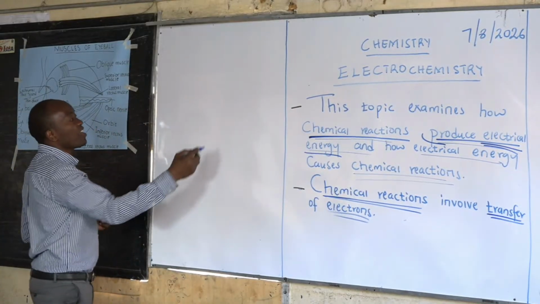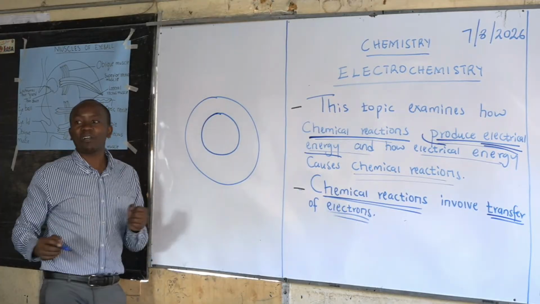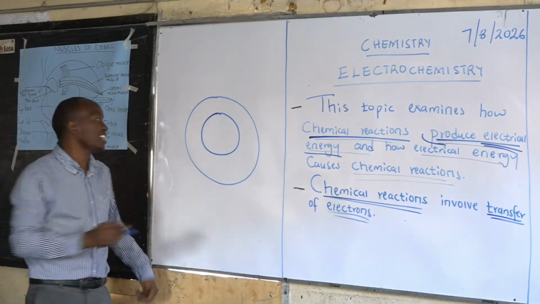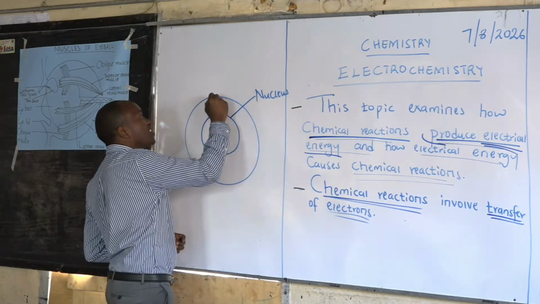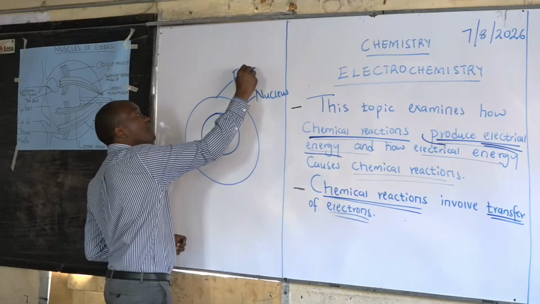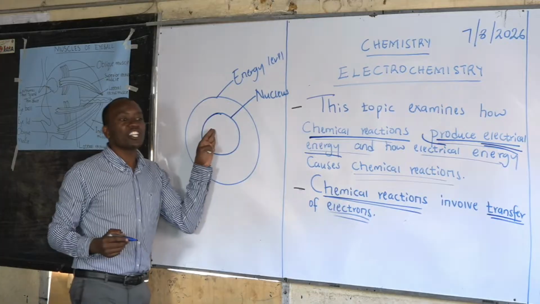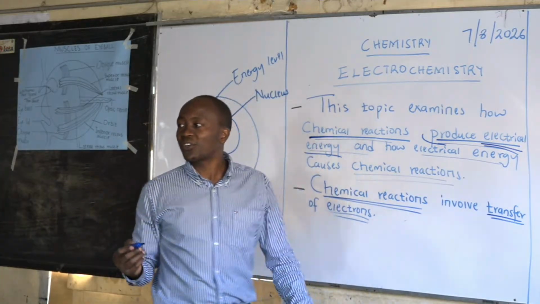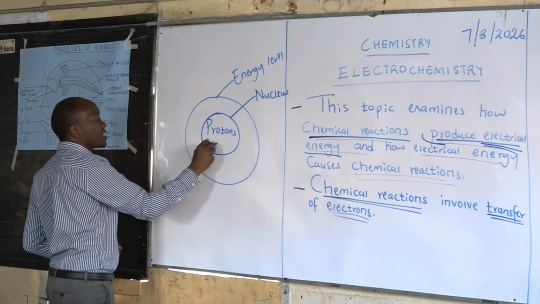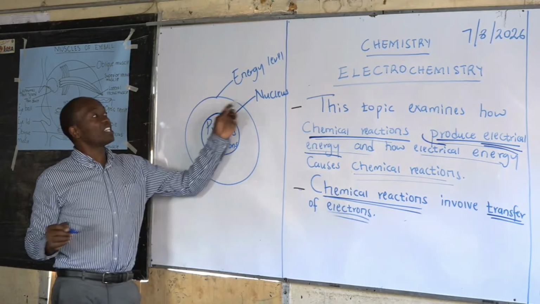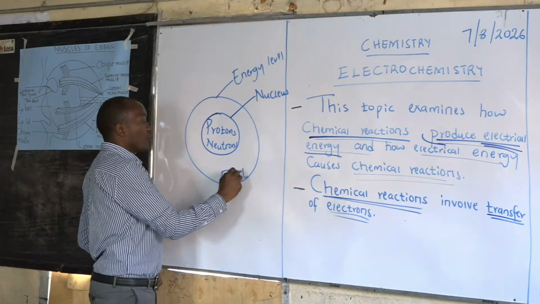That's very good. So we have the structure of an atom. This is an atom, and we say that an atom has how many regions? Two regions, right? The first region is known as what? The nucleus. And the second region, the energy level. So what subatomic particles are found in the nucleus? Protons and neutrons. Very good. What subatomic particles are found in the energy level? Electrons.